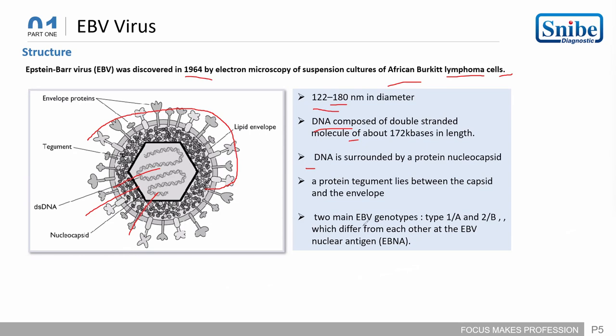The two main EBV genotypes are type 1 (A) and type 2 (B), which differ from each other in the EBV nuclear antigen. On the basis of that, they can be differentiated into type 1 and type 2.